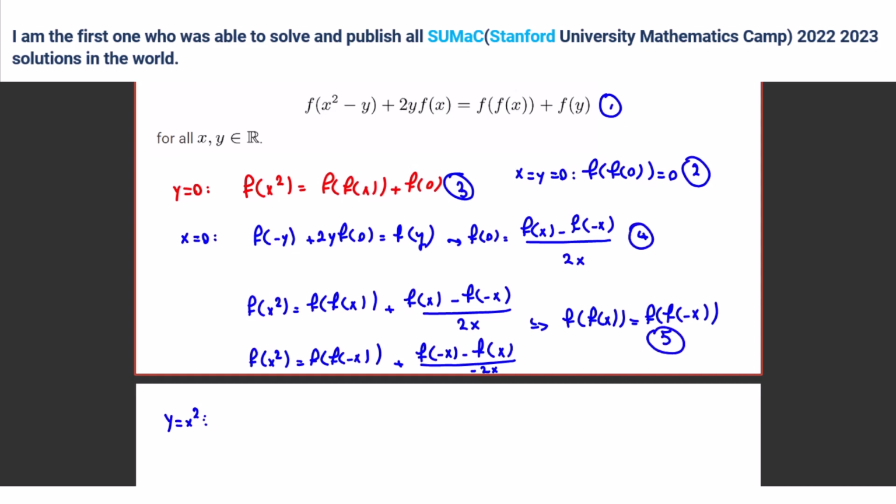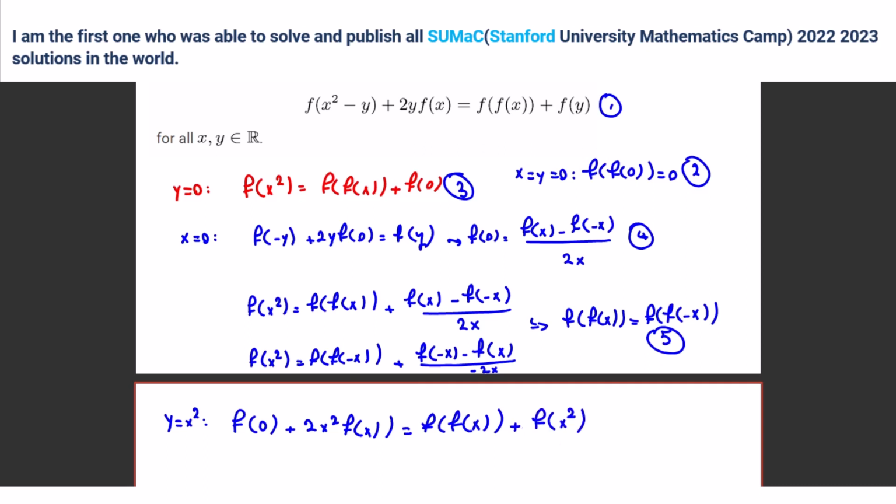So y is equal to x squared in which equation? Sorry, in the first equation. It becomes f of 0 plus 2x squared f of x equals f of x plus f of x squared.